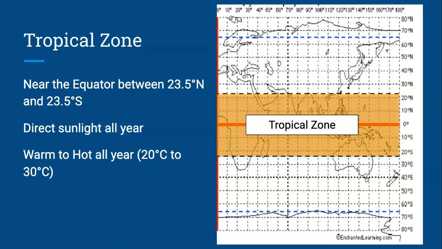Now, the tropical zone gets direct sunlight all year, and because it gets direct sunlight, areas in this part of Earth are warm or hot all year long. Summer is hot, fall is hot, winter is hot. Temperatures normally stay between 20 degrees Celsius and 30 degrees Celsius.